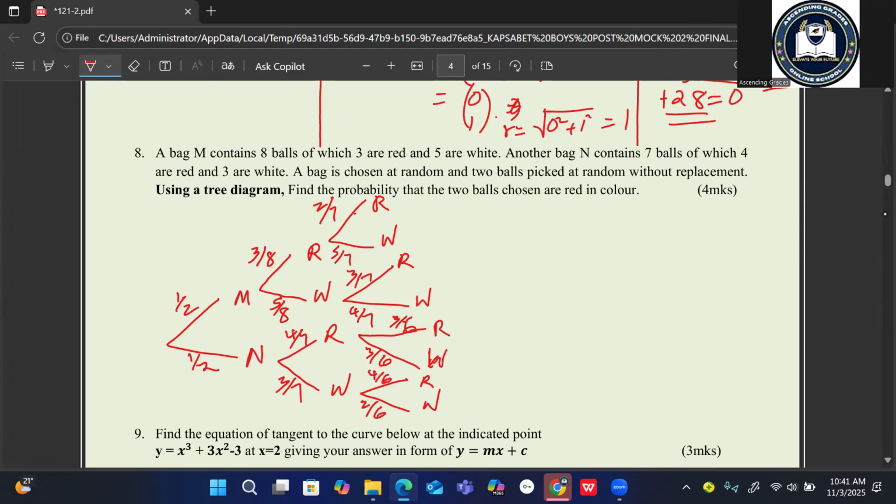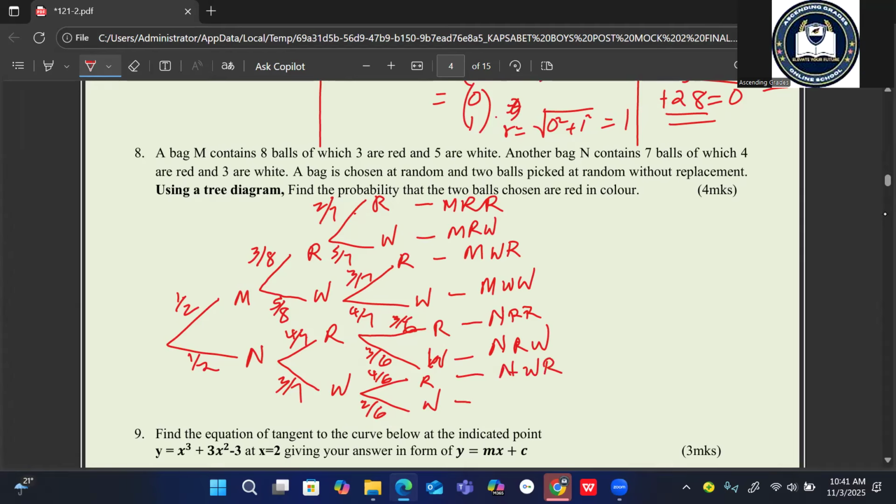So this is bag M, red, red. This bag M, red, white. This still bag M, white, red. This still bag M, white, white. This bag N, red, red. This is still bag N, red, white. This is bag N, white, red. This is also bag N, white, white. So that is the tree diagram. We already have it.